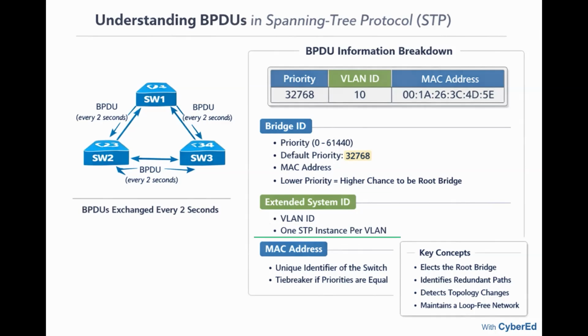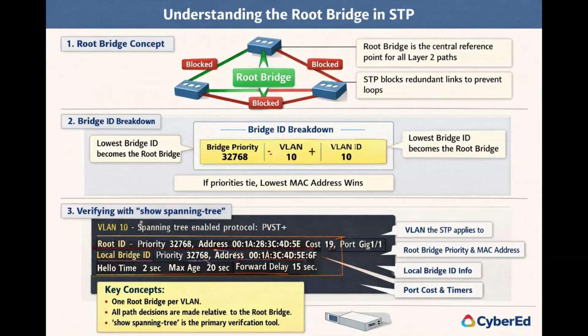Cisco switches run a separate STP instance per VLAN, meaning multiple spanning tree processes can operate simultaneously. And then the MAC address, a unique identifier used to distinguish switches when priority values are equal. The switch MAC address can be viewed using the show version command. The information carried within BPDUs allows switches to elect a root bridge, determine the best paths through the network, and detect link failures. If a BPDU is no longer received on an active path, spanning tree automatically recalculates the topology and activates a previously blocked path to maintain connectivity without creating loops.